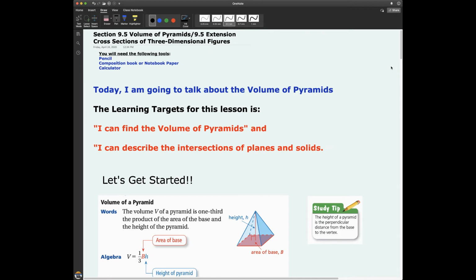You'll need a pencil, composition book, or notebook paper to take notes, and a calculator. So off we go.